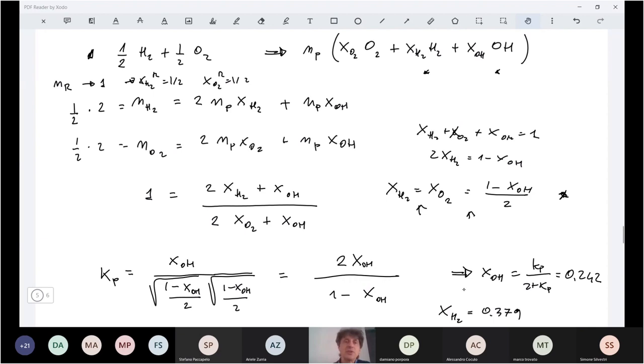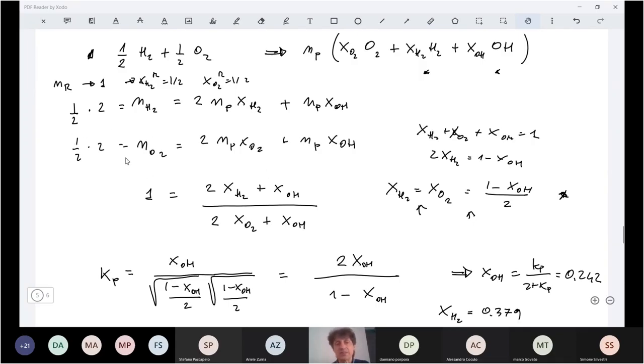A destra abbiamo le moli di prodotti, che sono NP, incognite. Per ogni mole di prodotto abbiamo una frazione X di moli, quindi XH2 per NP è il numero di moli di idrogeno che avremo da questa parte, e per ogni mole di idrogeno avremo 2 atomi di idrogeno, quindi per considerare gli atomi dovremo moltiplicare per 2 il numero di moli di idrogeno che è NP per XH2. E a queste dobbiamo sommare gli atomi di idrogeno presenti nella molecola OH, e qui abbiamo un atomo di idrogeno per ogni molecola, un numero di moli pari a NP per XOH, e quindi vediamo quest'altro termine qui.